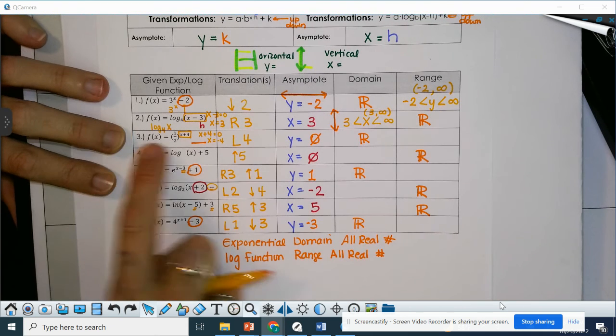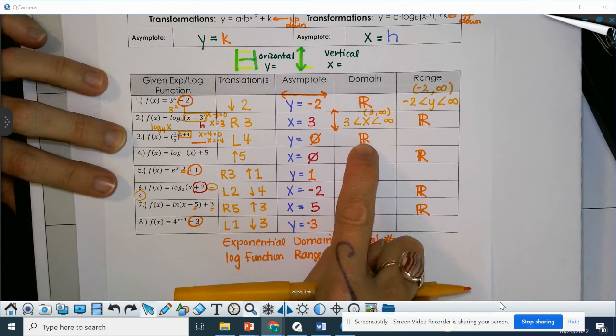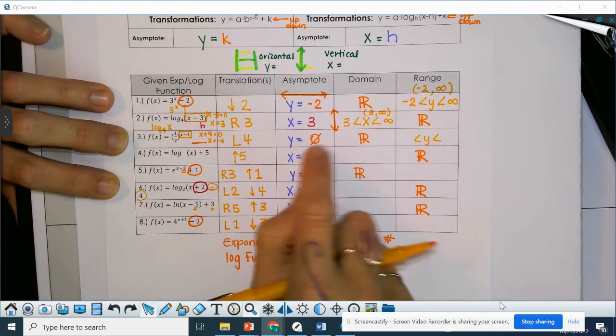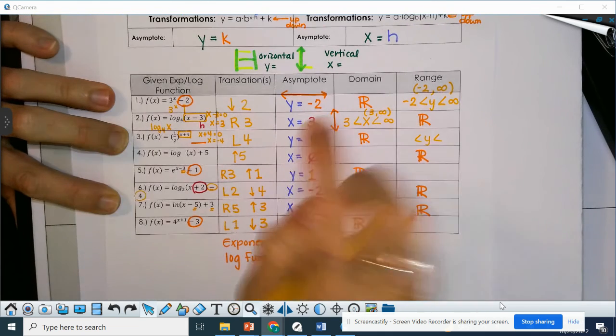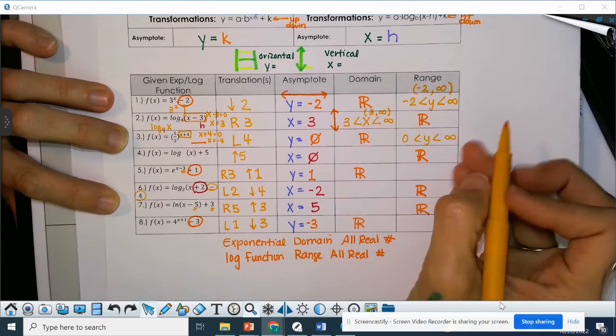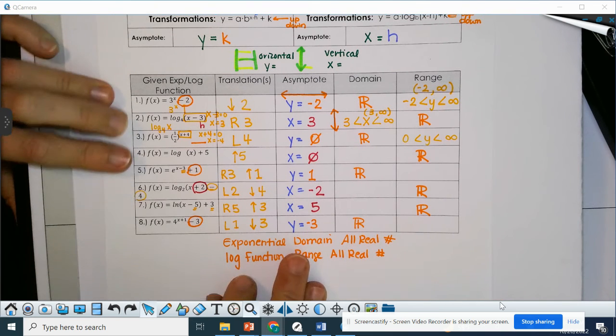All right, we have another exponential, so our domain is all real numbers. So we have to find a range, which is going to be y. And the y is going to start at 0. It is a positive function, so it's going to go to positive infinity. So 0 to positive infinity.